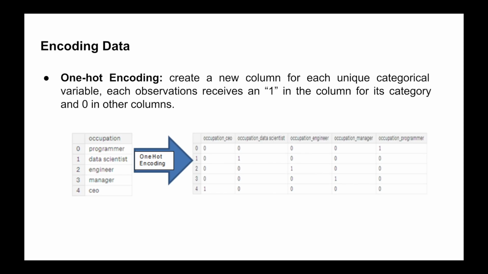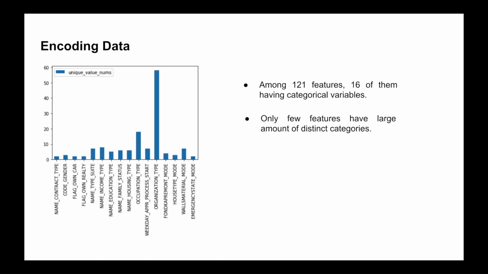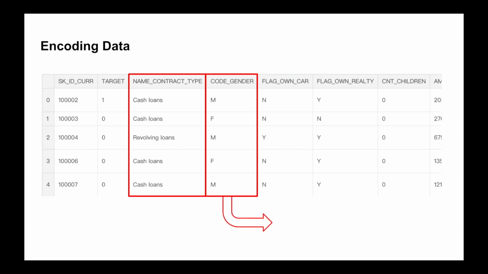In one-hot encoding, we create a new column for each unique categorical variable. Each observation receives a 1 in the column for its category and 0 in the other columns. This solves the problems above, but creating a column for each categorical value causes a great expansion of the feature table. It might not be suitable where many object type features have a great number of unique categorical values. Looking further into our data, we found that among the 121 features, 16 have categorical variables, and only a few of them have a large number of distinct categories. Based on these characteristics, we apply label encoding to features having exactly 2 categories and one-hot encoding to features having more than 2 categories.